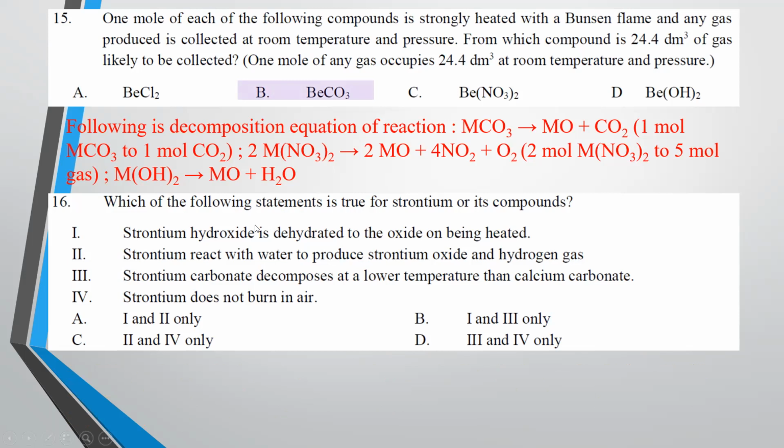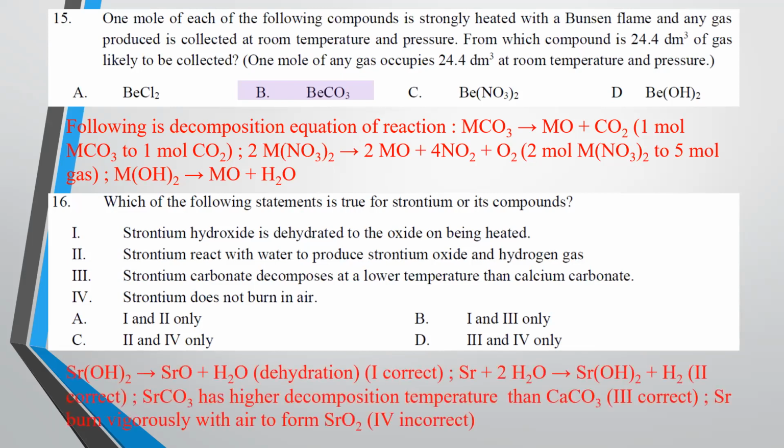Number 16, which of the following statements is true for the strontium compounds? Number 1, strontium hydroxide is dehydrated on being heated. As long as you have a group 2 hydroxide, when you heat it, even for the smallest atom, it can be easily dehydrated. That means removing the water away. So number 1 is correct, but not the best answer. Number 2, strontium reacts with water to produce strontium hydroxide and hydrogen gas, which is true.